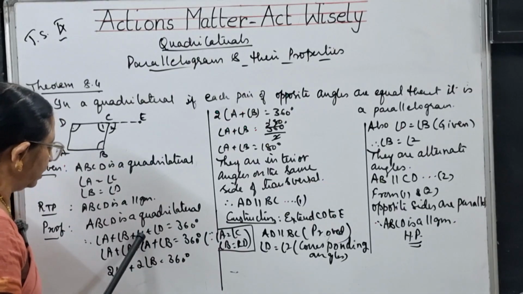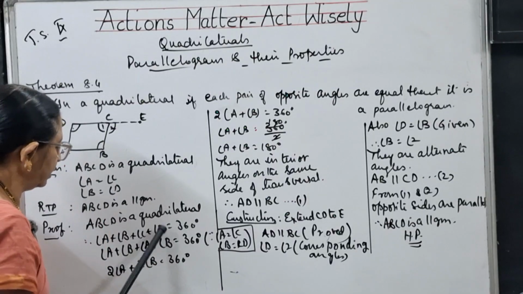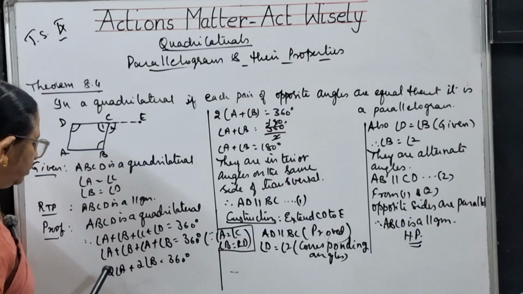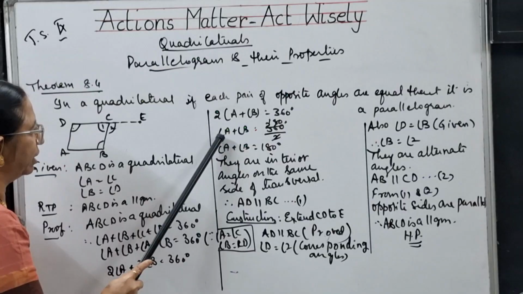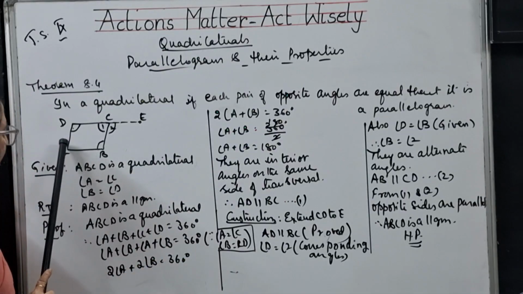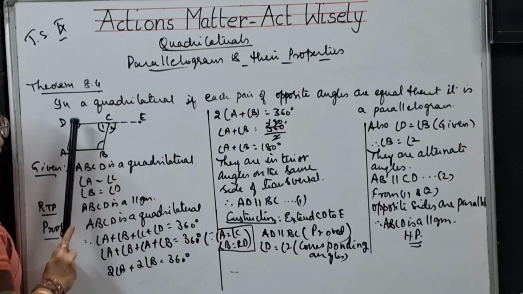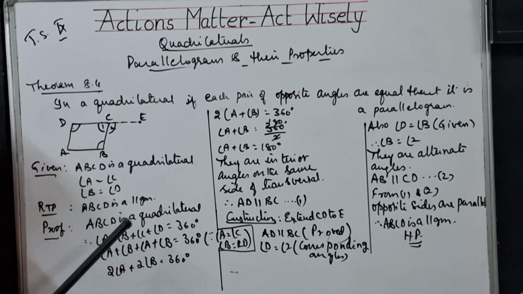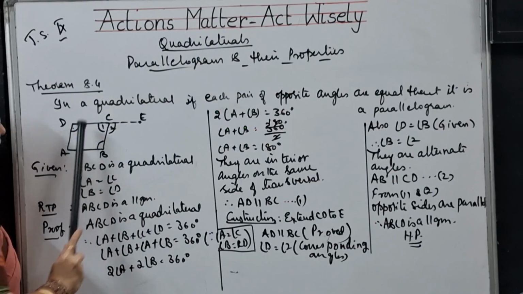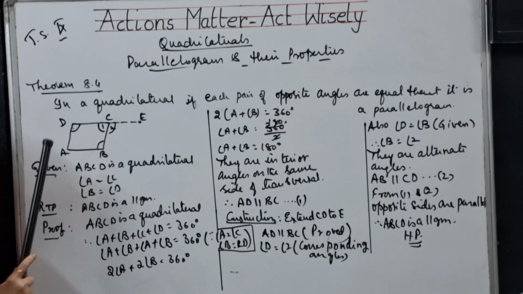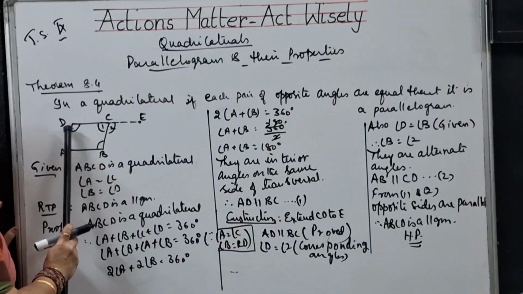Angle A plus angle B. In the place of angle C, I wrote angle A because angle A and angle C are equal. And in the place of angle D, I wrote angle B. So 2 times angle A plus 2 times angle B is 360 degrees. That means A plus B is 180 degrees. These two are interior angles on the same side of the transversal, so definitely AD is parallel to BC. And now, in order to prove that AB is parallel to CD, I need a construction.